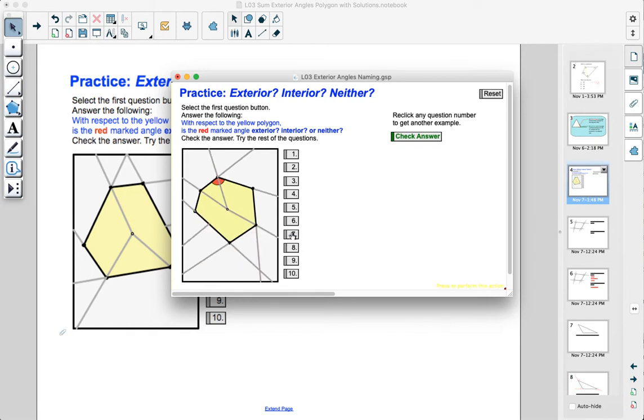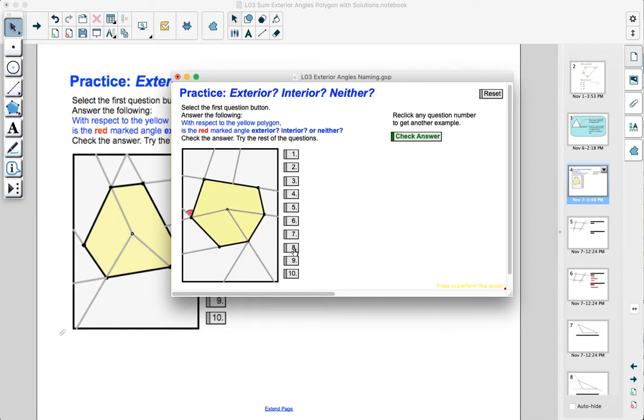All right, on to 7. What is 7? Let's take a look at how that angle was created. Arm 1 of that angle is a side in the polygon, and arm 2 is also a side in the polygon. That's the definition of an interior angle, formed by 2 sides of the polygon.